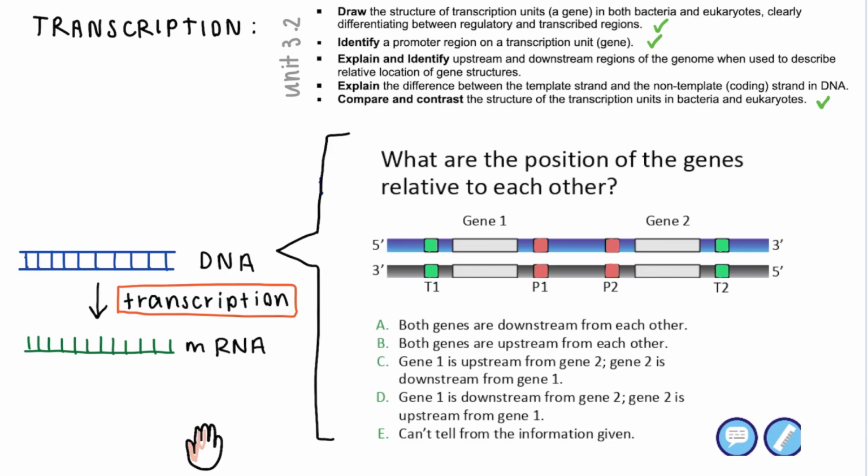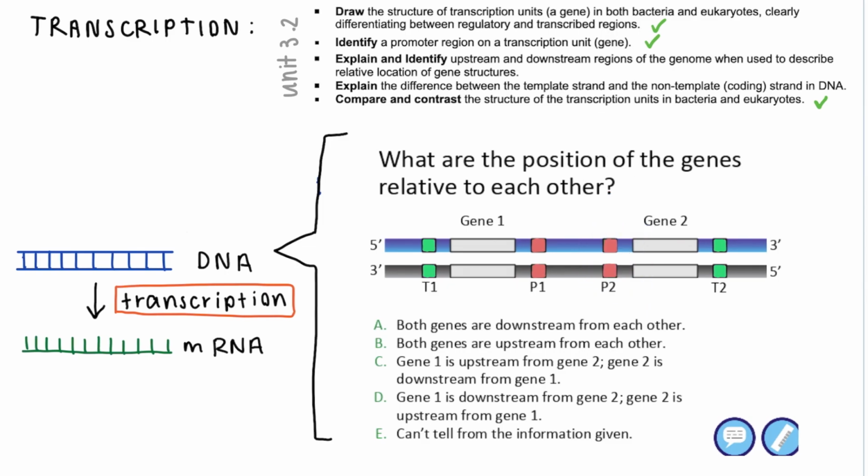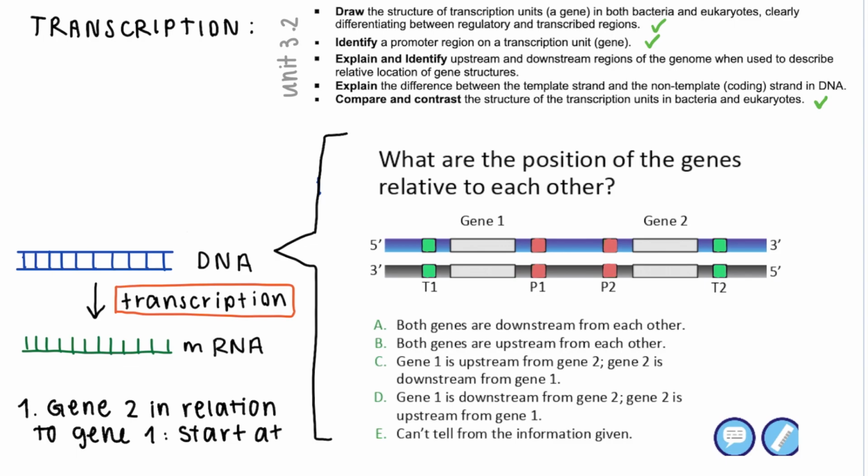So the way I like to work through these is that I move my finger or just mentally move my eyes from promoter to terminator and I keep going. So for example, if I want to know what the position is of gene 2 in relation to gene 1, I'm going to start at the promoter of gene 1 and go towards the terminator. So in this case, if I go from promoter 1 to terminator 1 and keep going, I will not encounter gene 2. I will not bump into it. This means that gene 2 is upstream of gene 1.